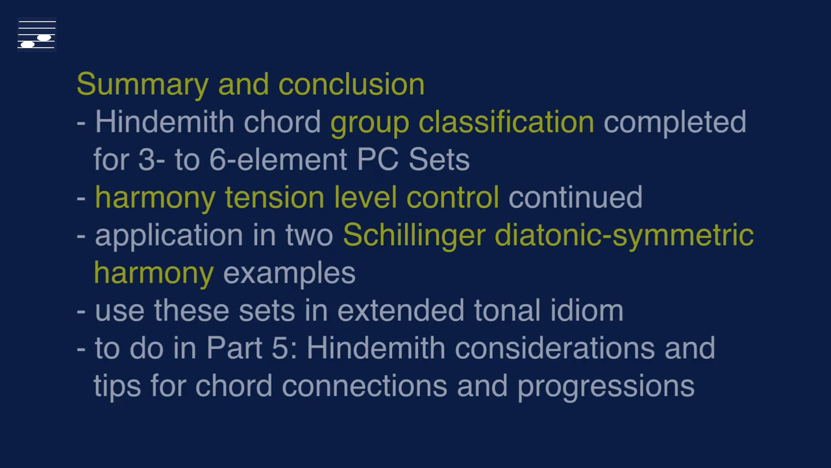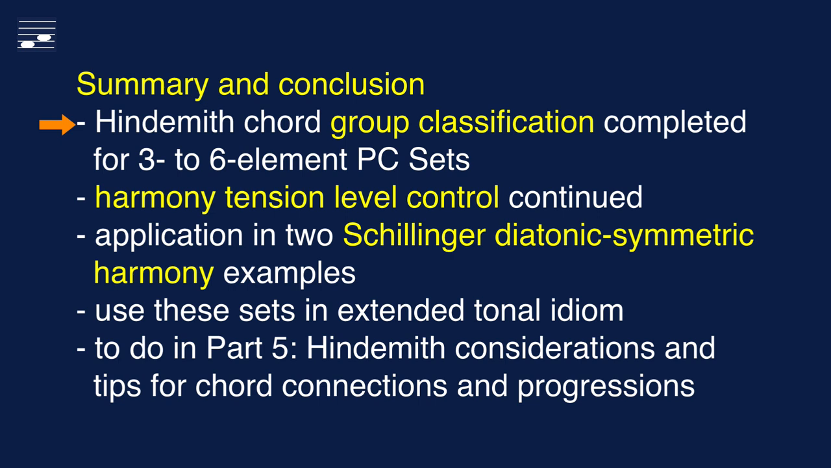In summary, I've completed the Hindemith chord group classification for pitch class sets with cardinal number between 3 and 6. I will not repeat this exercise for higher number of elements. I've shown how this classification creates a mechanism for modern harmony tension level control. In all episodes, I've demonstrated the application of these set-based chord structures in Schillinger diatonic symmetric chord progressions.